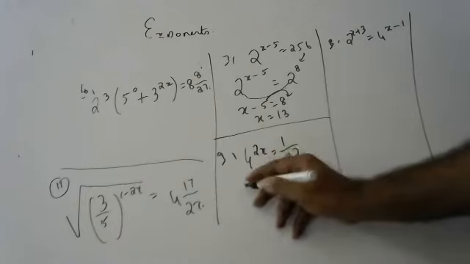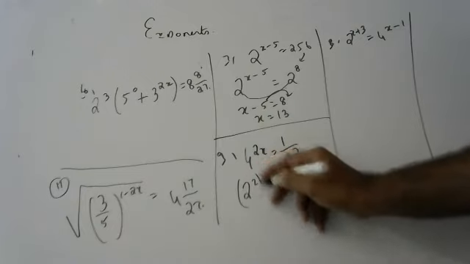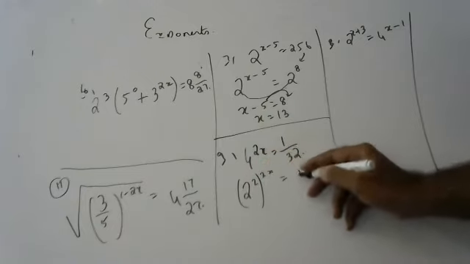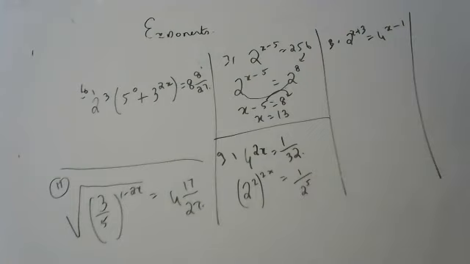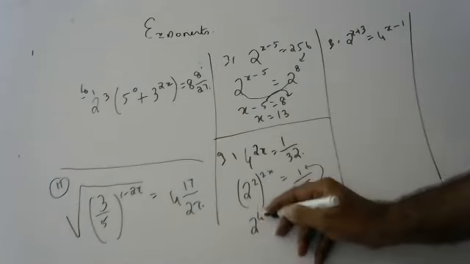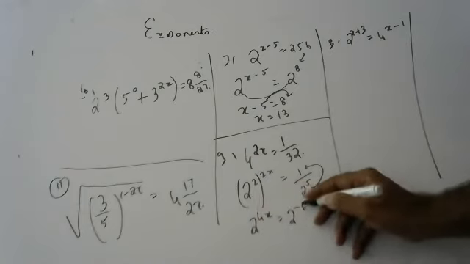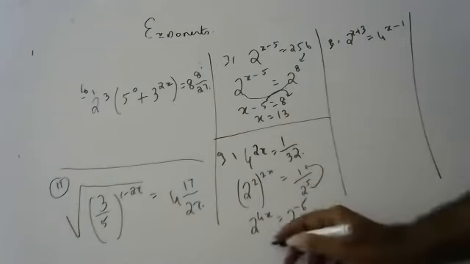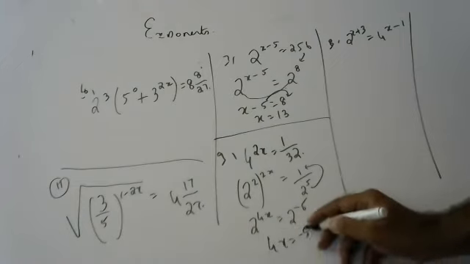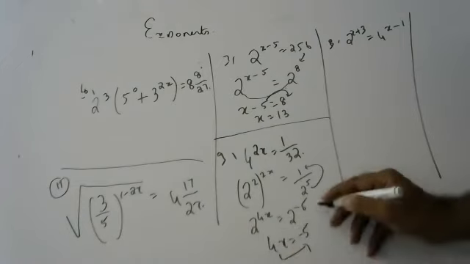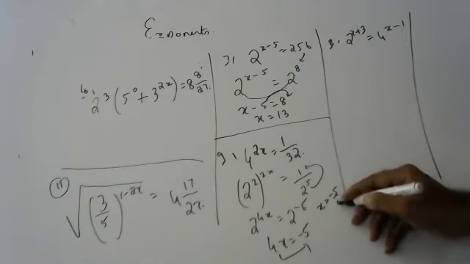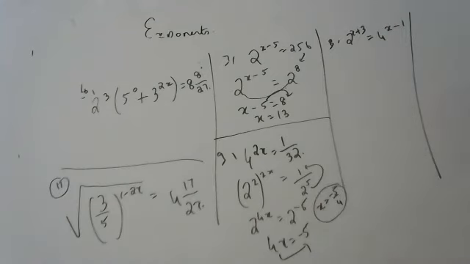Yes, sir. 2 to the power of 2x is equal to 1 by 2 to the power of 5. Okay. 2 to the power of 4x is equal to 2 to the power minus 5. So 4x is equal to minus 5, x is equal to minus 5 by 4. Let's look at the next sum.